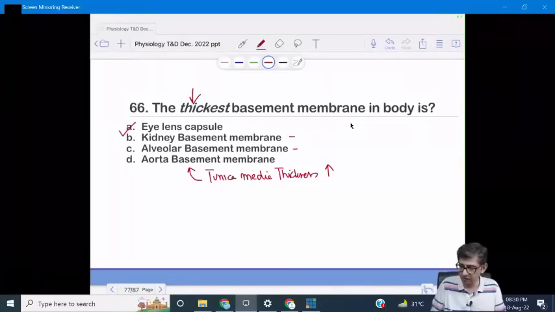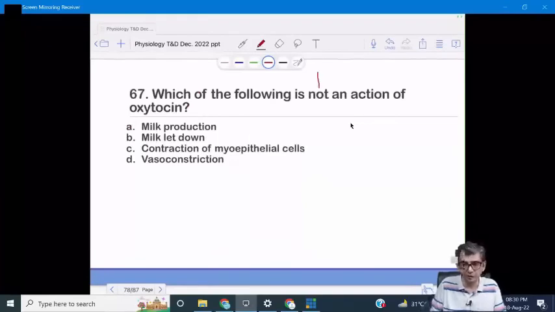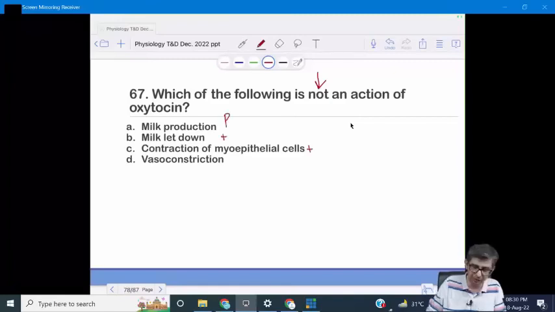Coming to 67, which of the following is not an action of oxytocin? Oxytocin is mainly for milk letdown. By milk letdown, it means that milk has already been produced. Now it is going to be ejected into the mouth of the baby. So we have what is called the milk ejection reflex, because in the breast tissue there will be myoepithelial cells, so it will act on these. Milk production is by prolactin, and milk letdown is by oxytocin.